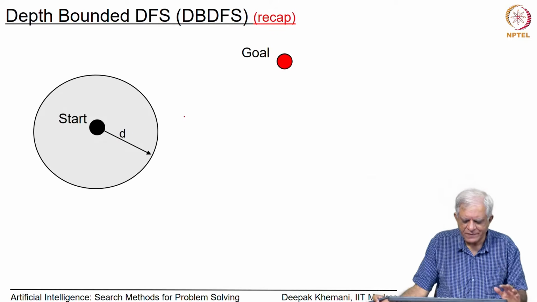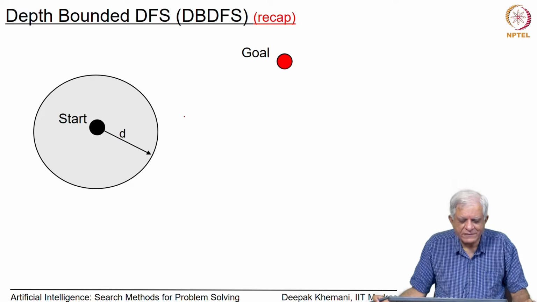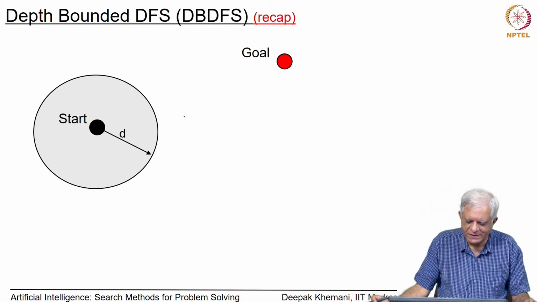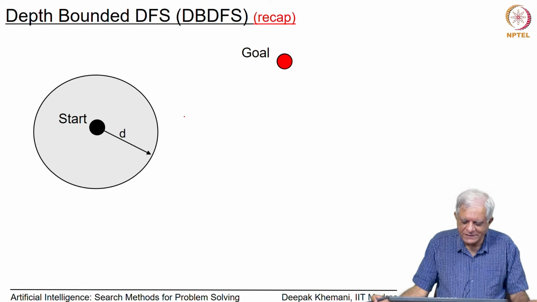So, just to recap, we started with doing depth first iterative deepening by first writing an algorithm called depth bounded DFS. Depth bounded DFS simply says that there is a bound beyond which depth first search cannot go, and you simply do depth first search within that bound.